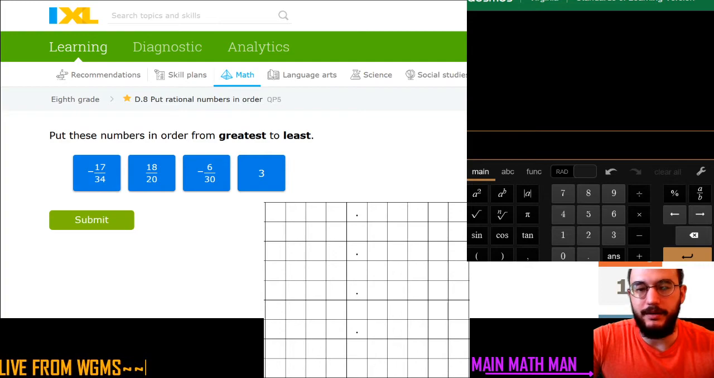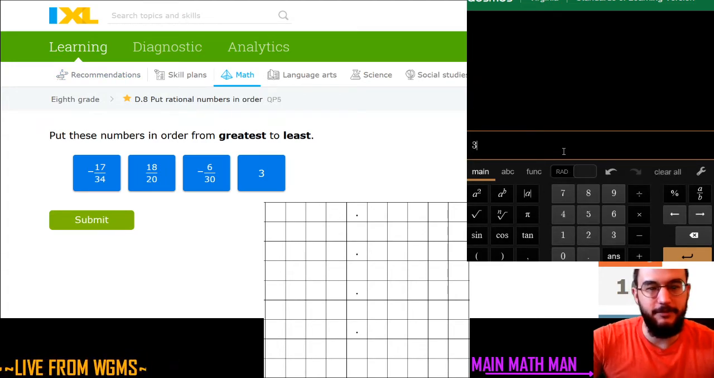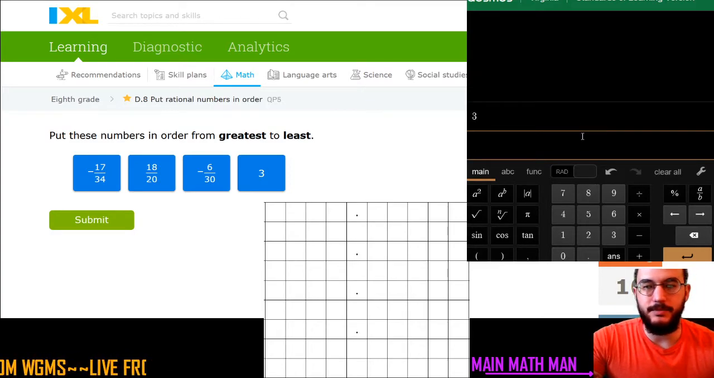So let's say, all right, we have this next one. It says put these rational numbers in order from greatest to least. So again, it's going to be the greatest to least. So right away, what I can do is, hey, maybe I'm a little bit better, but I want to still make sure I am getting those values in decimal form first. So I'm going to say, all right, I have 3. That's already in decimal form.